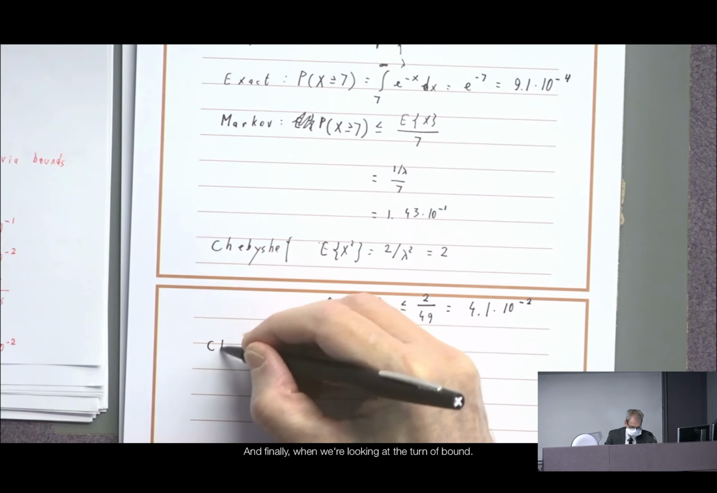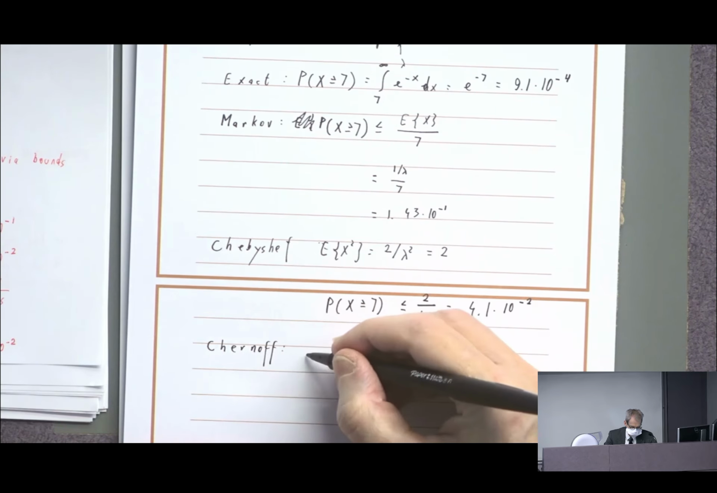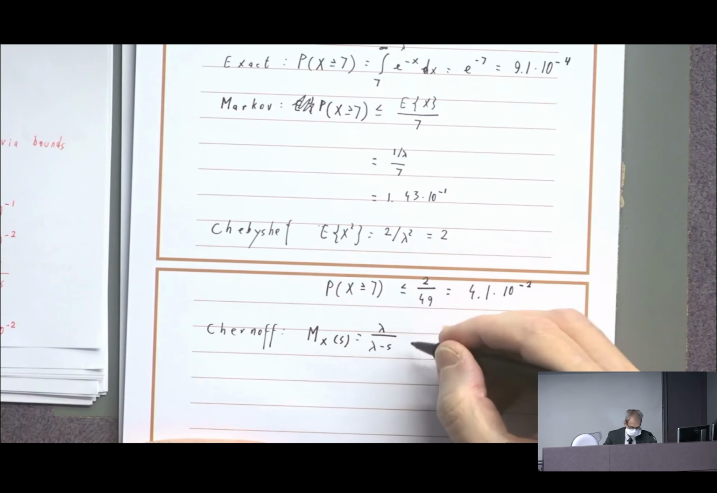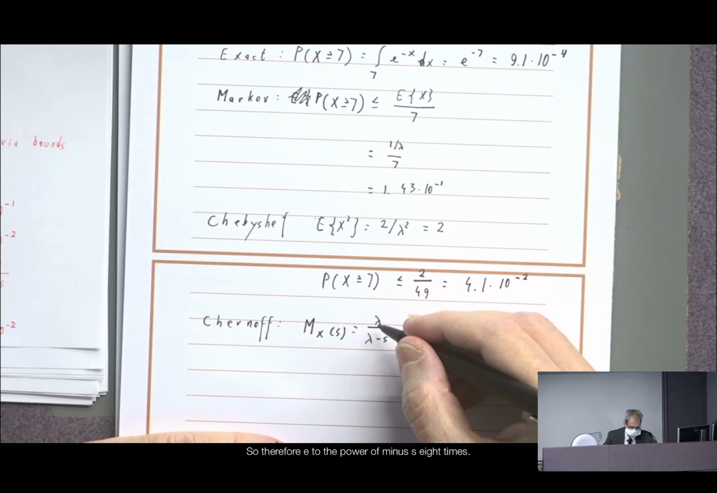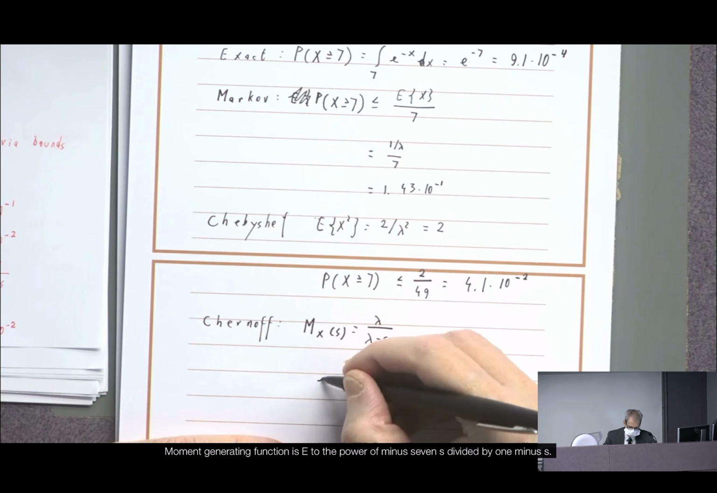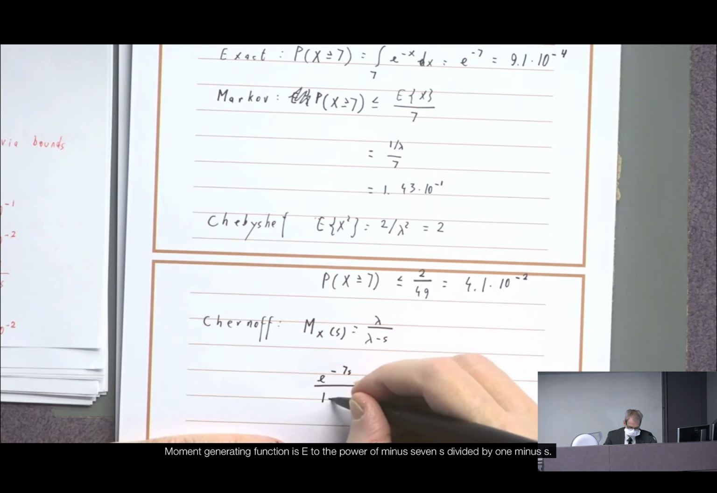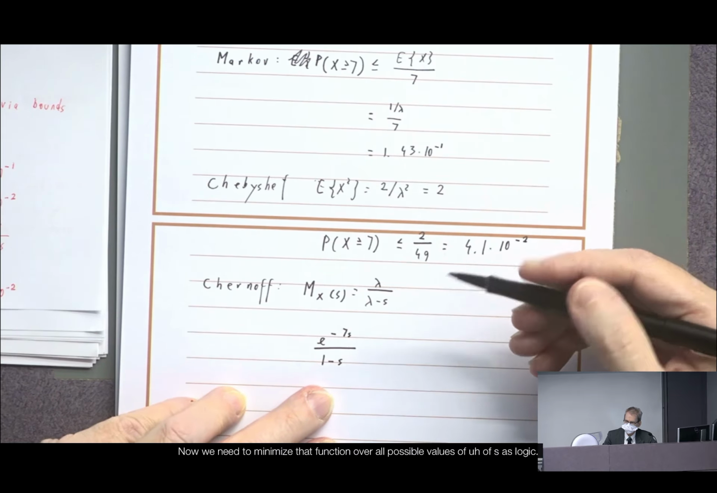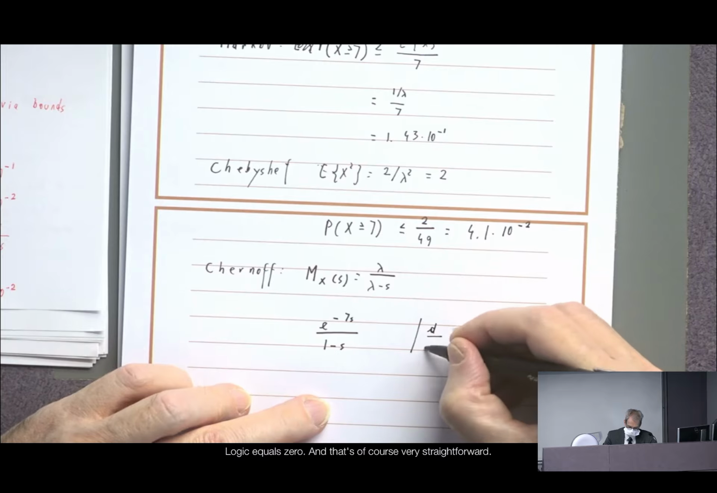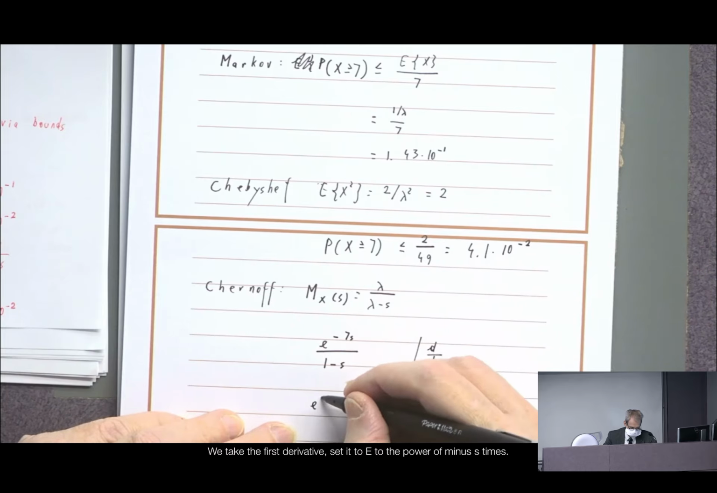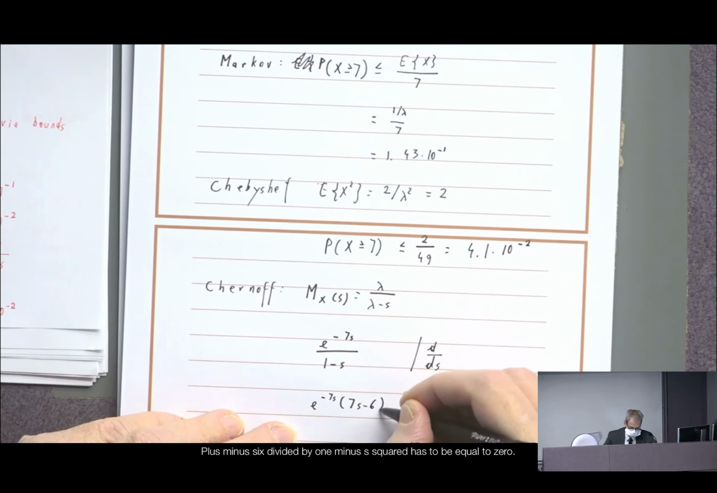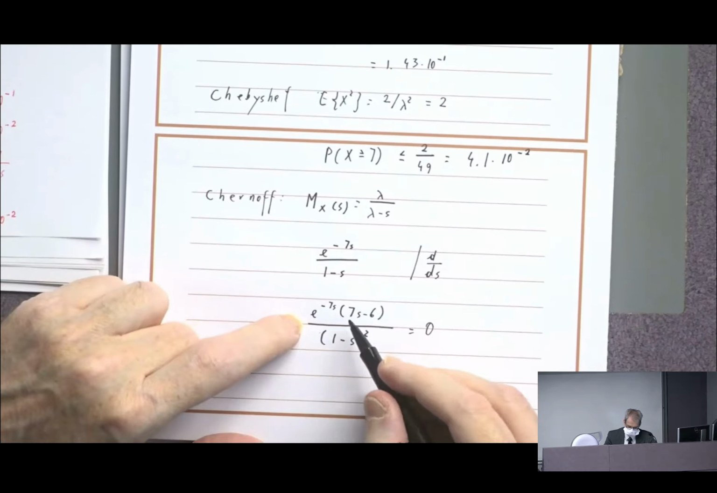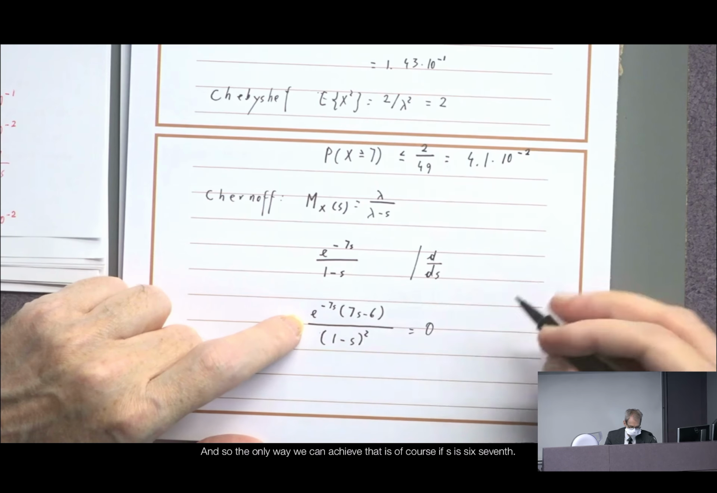And finally, when we're looking at the Chernoff bound, we know that the moment-generating function is lambda over lambda minus s. So e to the power of minus sa times the moment-generating function is e to the power of minus 7s divided by 1 minus s. Now we need to minimize that function over all possible values of s larger or equal to 0. That's, of course, very straightforward. We take the first derivative, and e to the power of minus 7s times 7s minus 6 divided by 1 minus s squared has to be equal to 0. The only way we can achieve that is if s is 6/7.